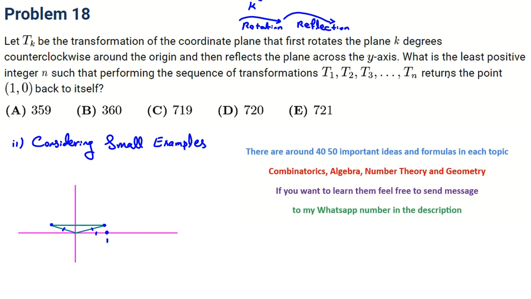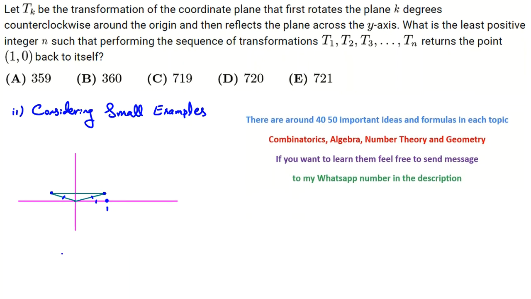The question asks for the least positive integer n such that performing the sequence of transformations T1 to Tn returns the point (1, 0) back to itself. Because in each step the distance from the origin is 1, we should find the first point where the angle is 0. For T1 at first, the angle that it creates with the right side of the x-axis is 0. When we rotate 1 degree counterclockwise, the angle will be 1 degree.